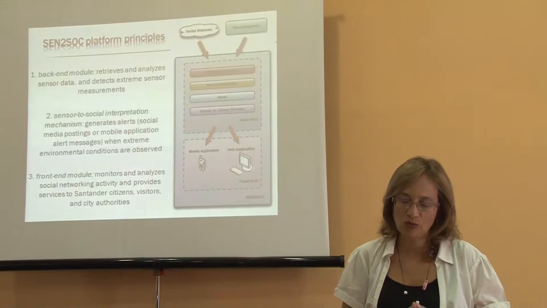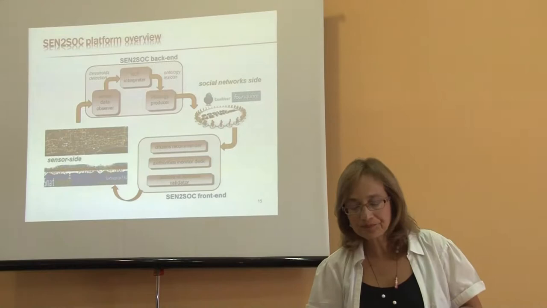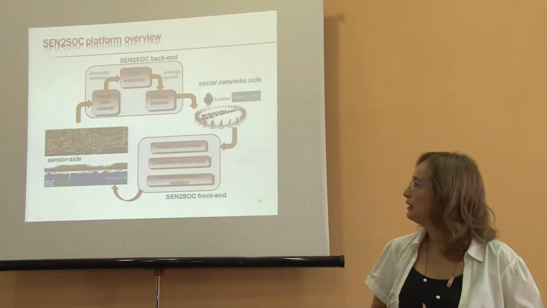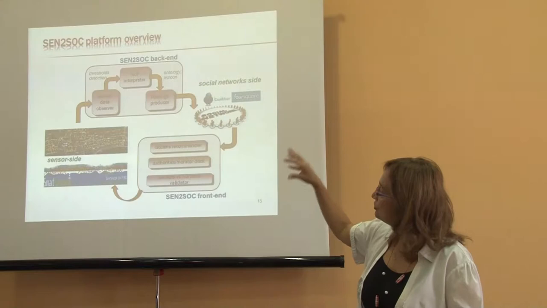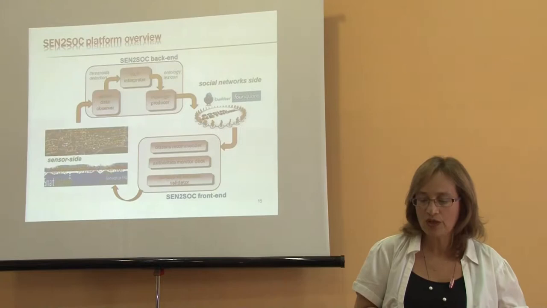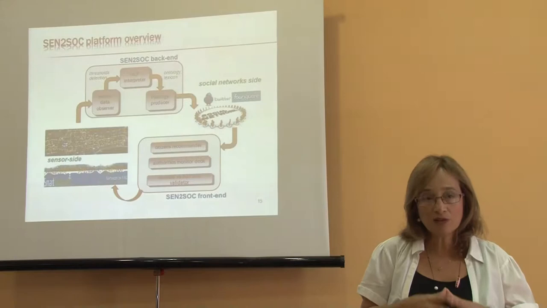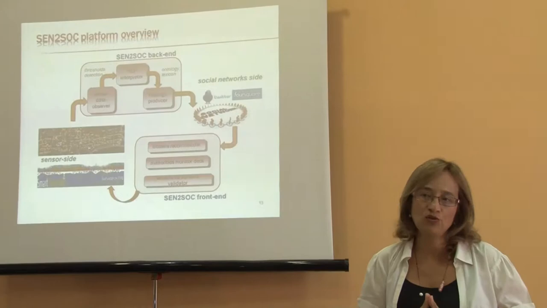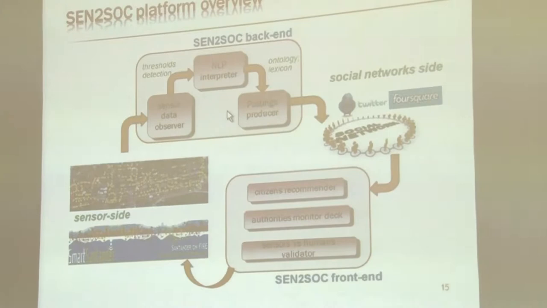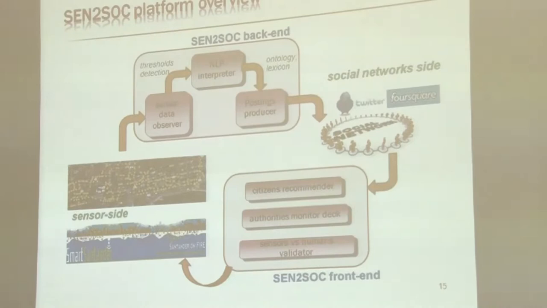So with this design of the platform in mind, we proceeded in suggesting a specific sensor-to-posting approach, which will take the sensor value and, with a natural language processing interpreter, will produce postings. This means that this sensor data observer gets the measurements, and once something is wrong, let's say a value is -999 or something, then we have the posting which is produced automatically as an alert, as a certain sentence easily to be posted in a social network.